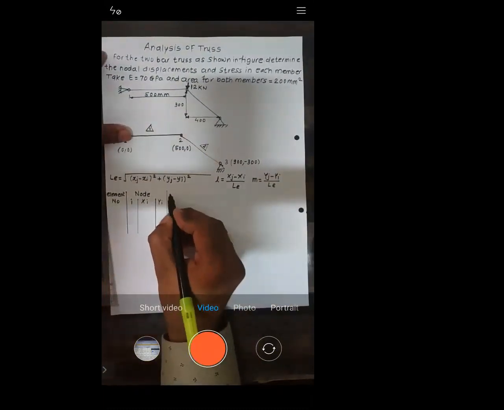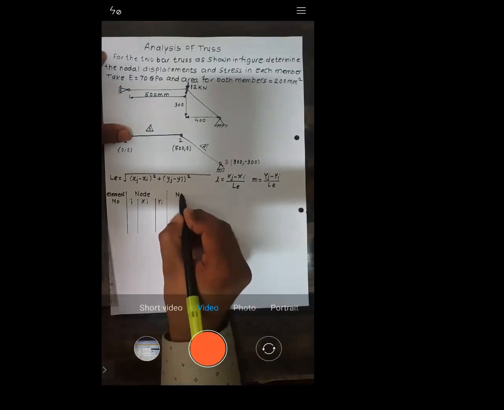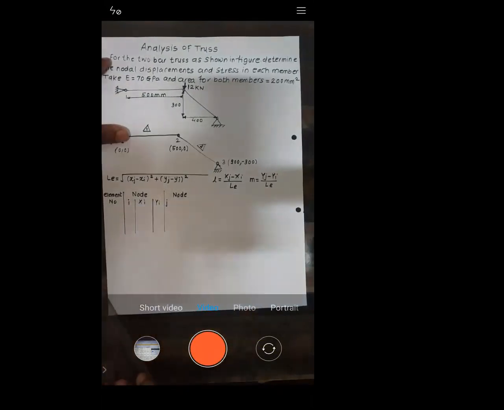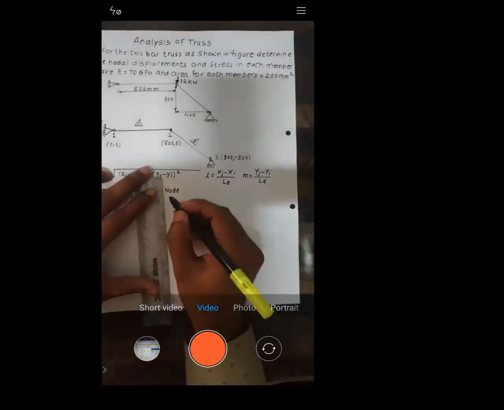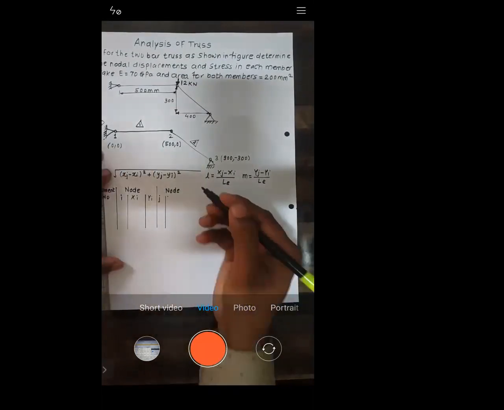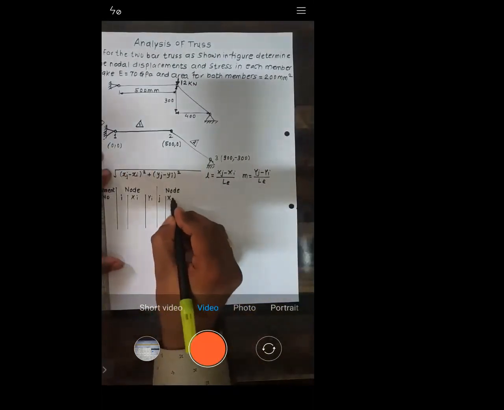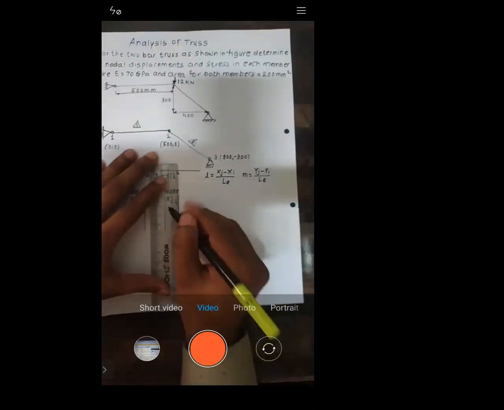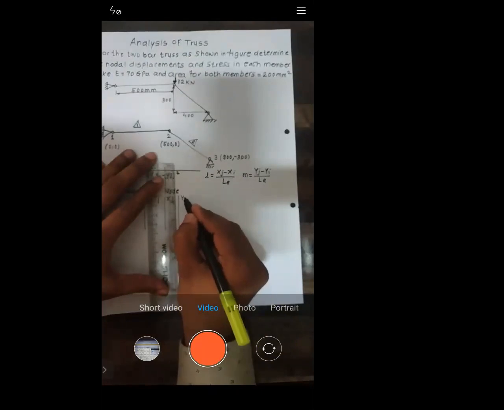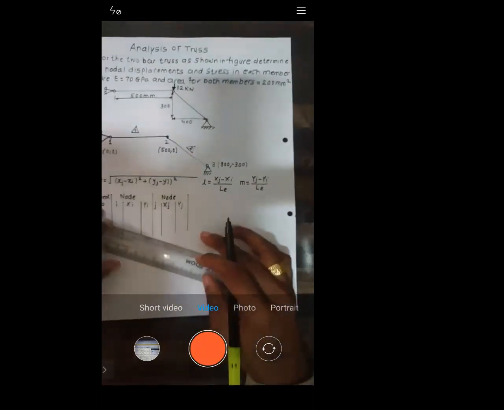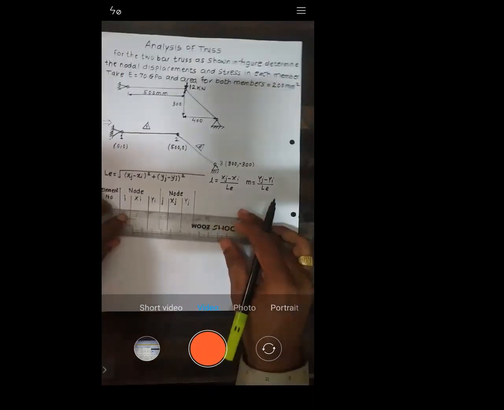So let me draw one more node. This is the second node, I will call this node J. Obviously this node J will again have its x and y coordinates. One coordinate I will call xj, and the second coordinate I will call yj. Is it okay with this one? Yes or no? Let me know.